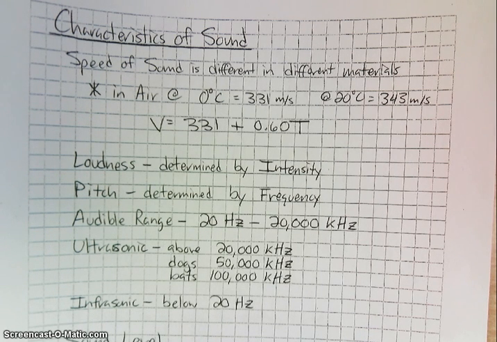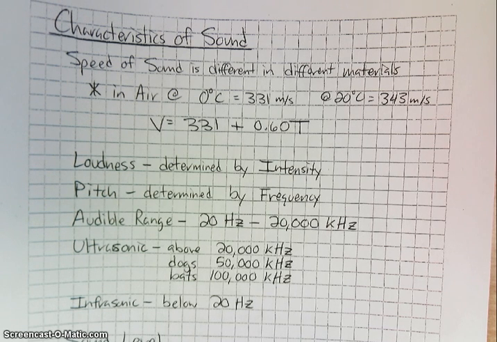Loudness, the louder something is, it's determined by the intensity of the particular wave. And we solve for intensity by doing power per unit area. Okay. The pitch of sound is determined by the frequency. The higher the pitch, the higher the frequency. Audible range, things that the human ear can actually detect, range anywhere from 20 hertz to 20,000 kilohertz.